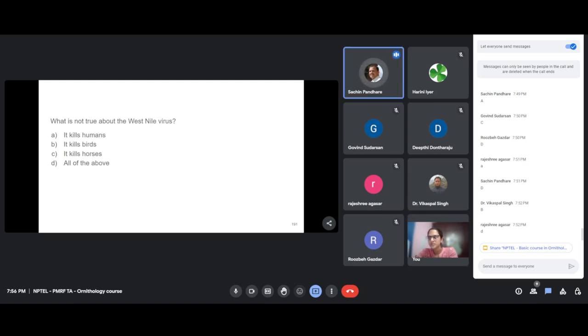So what do we say here? The answer would be... Yeah, this question is a little bit incorrect, in my opinion. Yeah, the question is incorrect. We could just skip it. Yeah, it is confusing. Correct. But let's just stick to the birds are an amplifier host, and the horses and humans are dead end hosts, right?